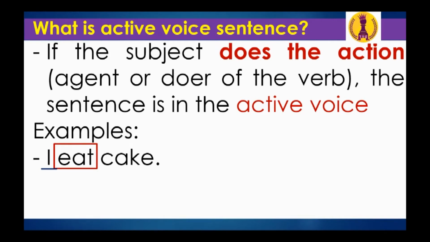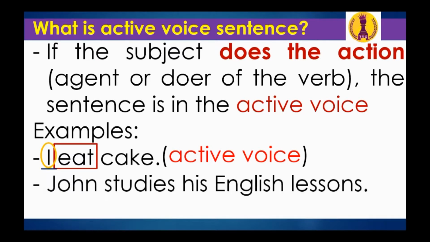And then the third question, who is doing the action? Of course, it's still I. So look at here. Your subject is I. The doer of your action is still I. So this sentence is said to be in the active voice. Very easy, right? Okay. Sentence number 2.